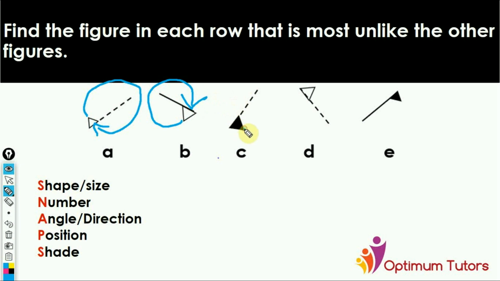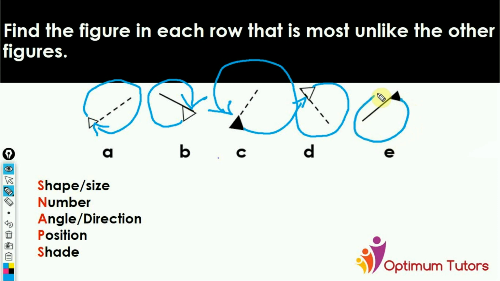Let's look at option C. Now this one is actually going the opposite way. It's facing the opposite direction. This one is going anti-clockwise. So let's see what D and E are doing. Option D is going around in a clockwise direction, and option E is also going in a clockwise direction. So that means option C is the only figure which has a direction going anti-clockwise. So that is my odd one out. That is my figure that is most unlike the other figures. So the answer is option C.